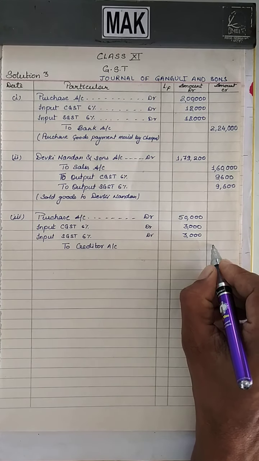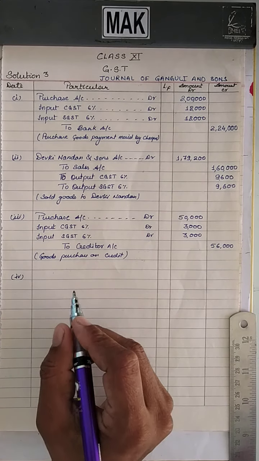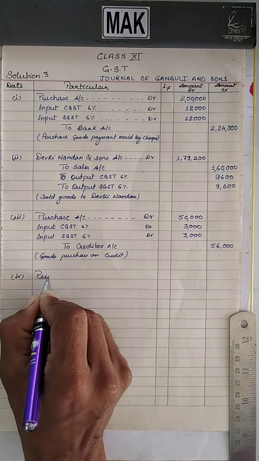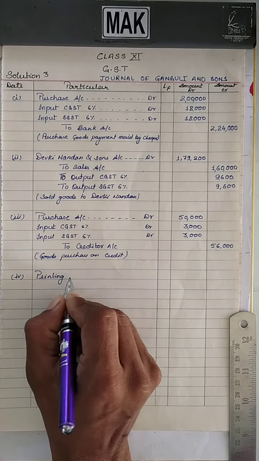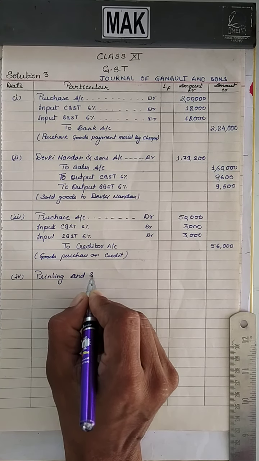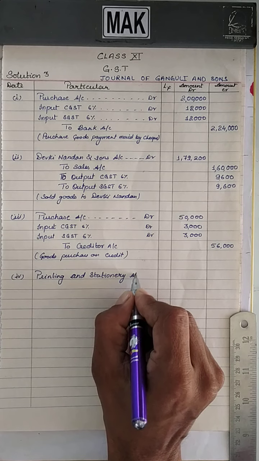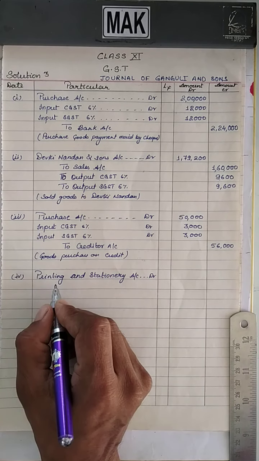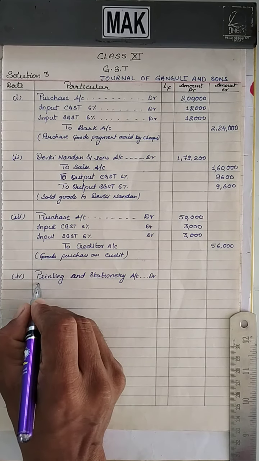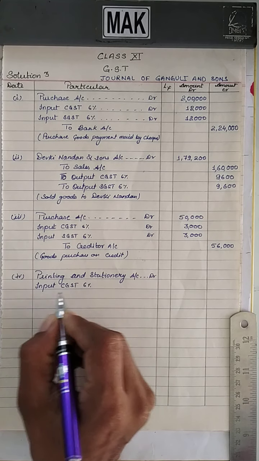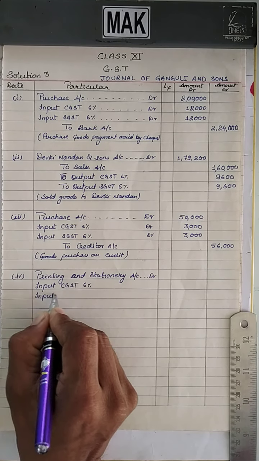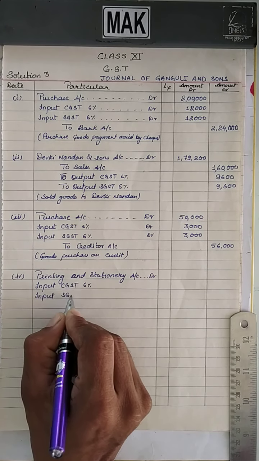Now we will see transaction number 4, that is printing and stationery. We have paid 4,000 rupees. So here obviously printing and stationery account debited because printing and stationery is there, so it is input CGST 6%, and input SGST also 6%.